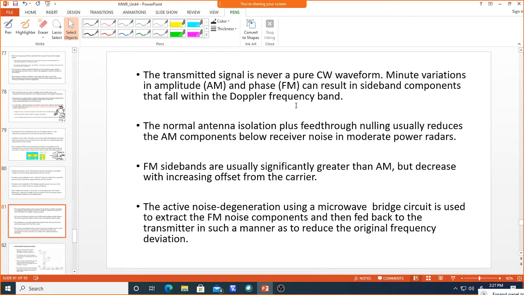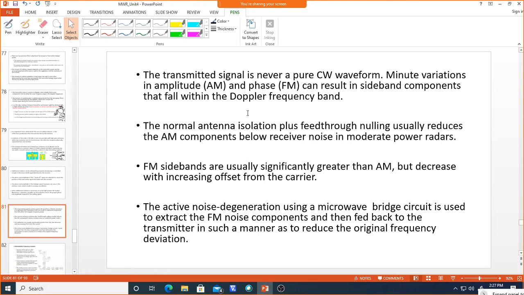Now, the transmitted signal is never a pure continuous waveform. As I said, in order to achieve very good isolation, you can even use a modulated signal with pulsed waveforms, and that would be a separate pulsed radar. But with AM and FM modulation, you can use a proper carrier and transmit the waveform. Because of that, there are minute variations in the echo signal, which comprises the sideband components of either AM or FM.